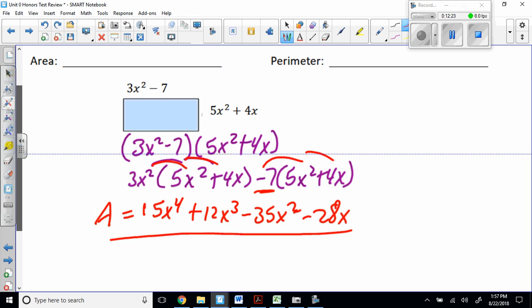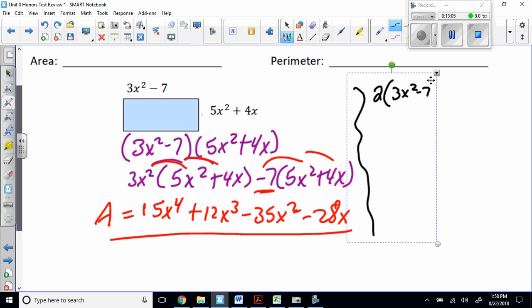Good? Sweet. All right, let's do another. I'm not going to combine anything because I don't have anything that's the same variable, same power, do I? Oh, I'm not done. I haven't done perimeter yet. I'm on area. That was area, right? Length times width, right? That's area. I'm about to do perimeter, right? That's 2 times 3x squared minus 7.